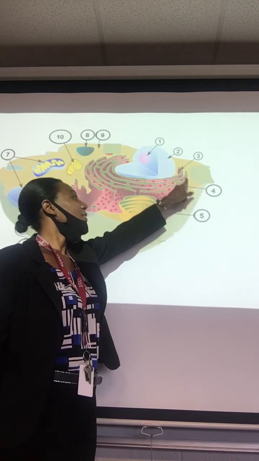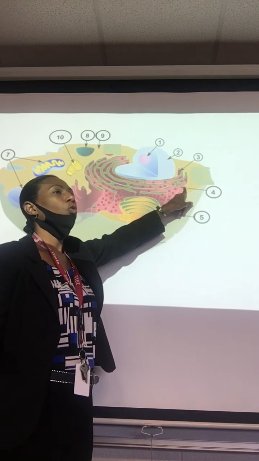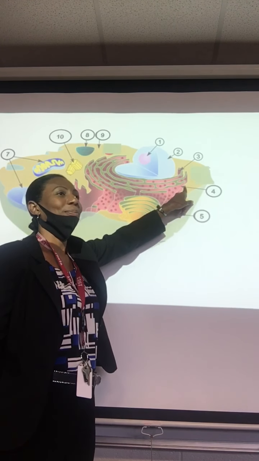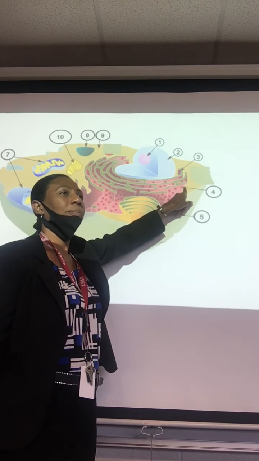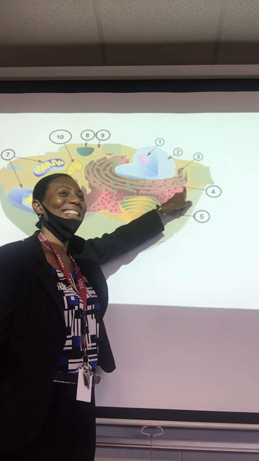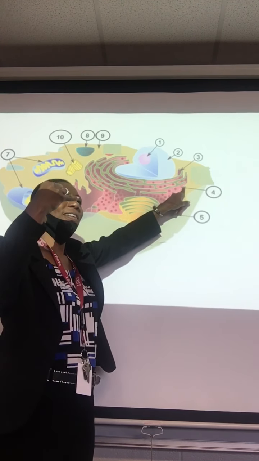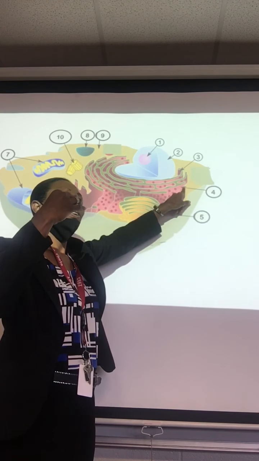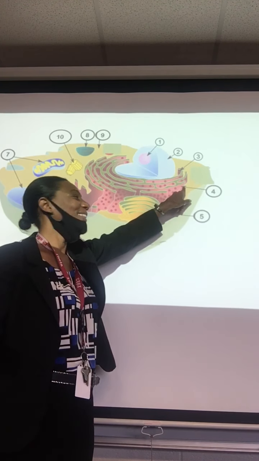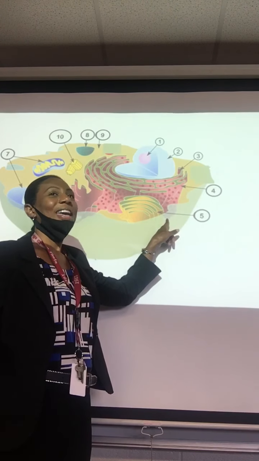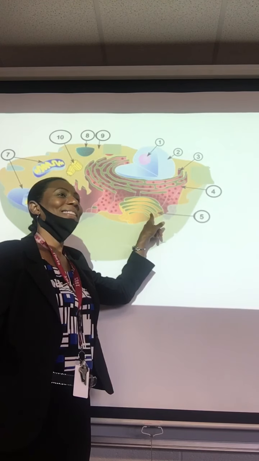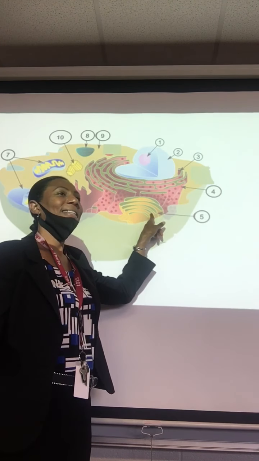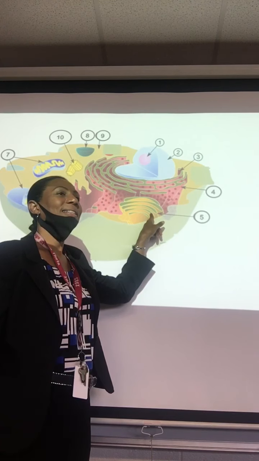Number 4, this is pointing to the rough endoplasmic reticulum. Rough endoplasmic reticulum. Rough endoplasmic reticulum. We're going to go over it. Number 5. It is pointing to the Golgi apparatus. Golgi apparatus.